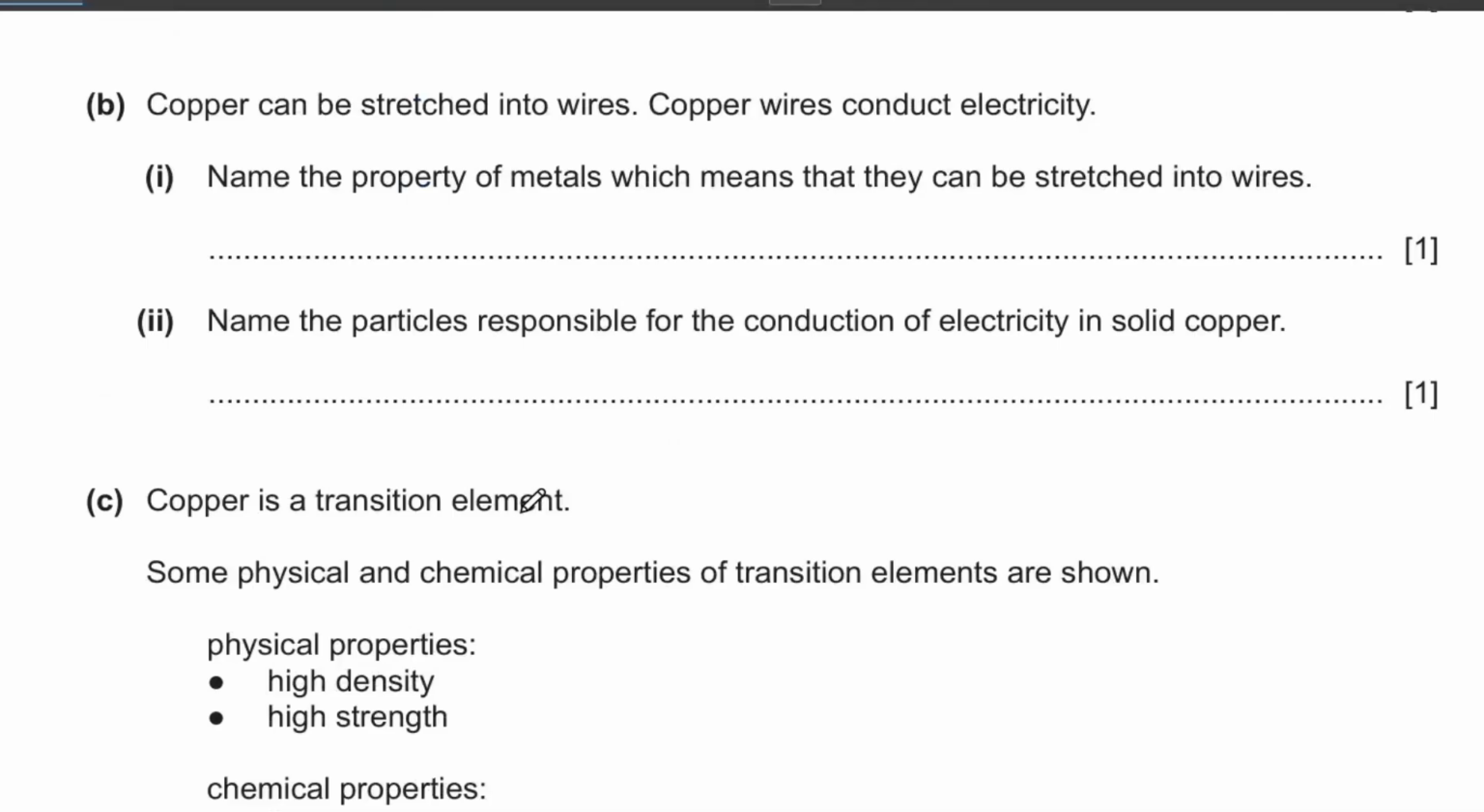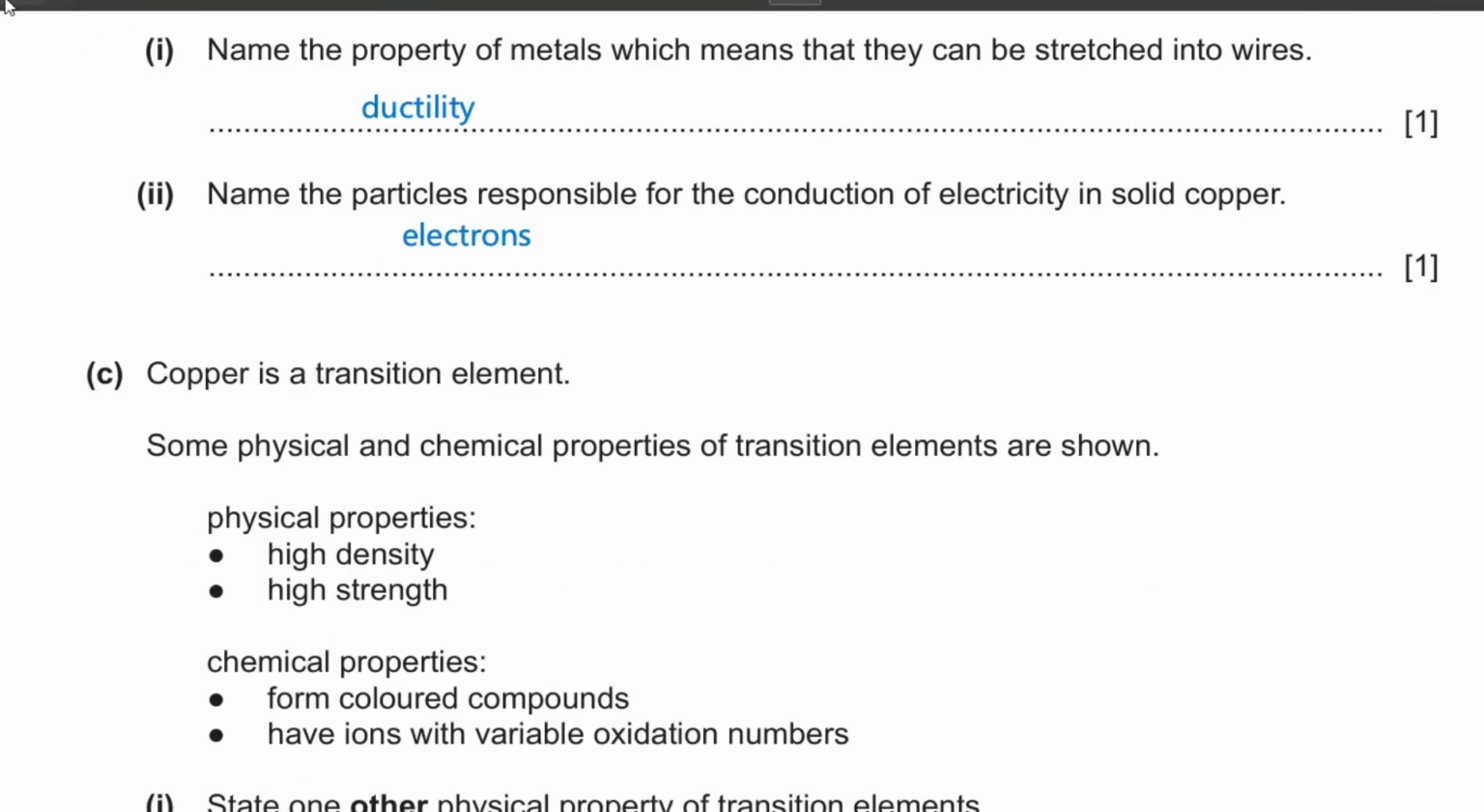Next question. Copper can be stretched into wires. Copper wires conduct electricity. Name the property of metals, which means that they can be stretched into wires. The property of metals which means that they can be stretched into wires is ductility. Name the particles responsible for the conduction of electricity in solid copper. The particle responsible for the conduction of electricity in solid copper is electrons.